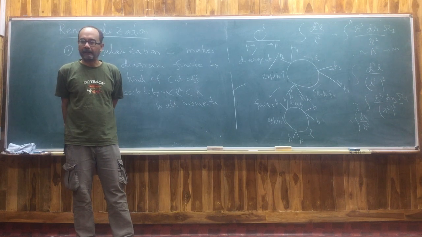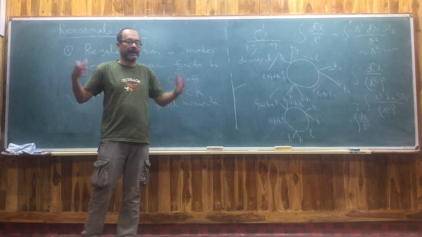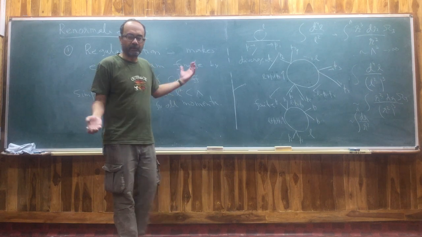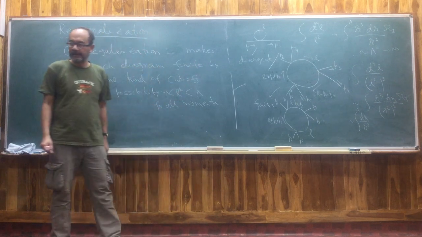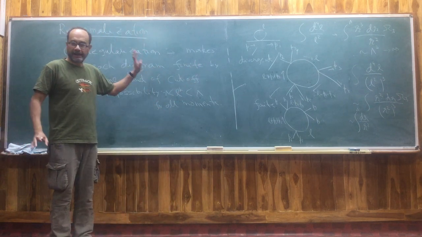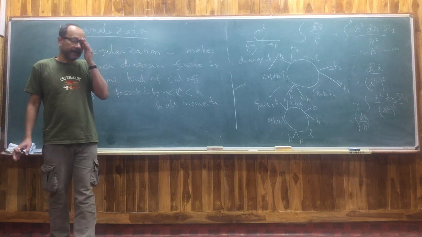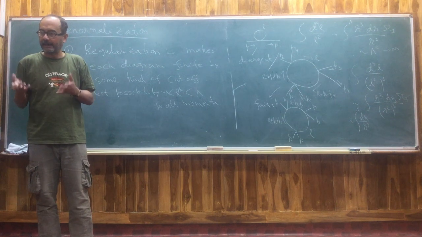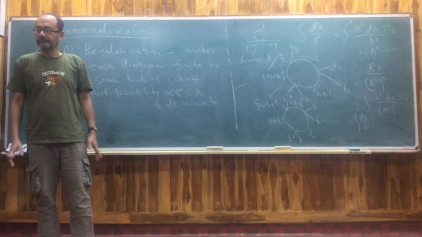The result may depend on how you have cut it off. The final result will certainly diverge if you take lambda to infinity, if this is the only thing that you do. But you do something to make it finite first, because if you don't make it finite, then you cannot really proceed. You cannot manipulate infinite quantities. You have to have some way to make things finite.